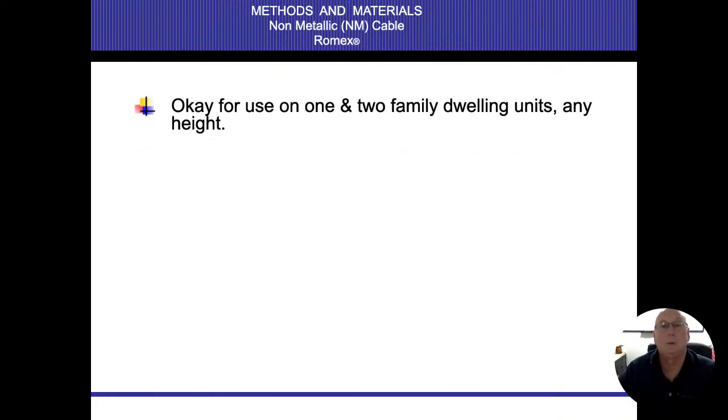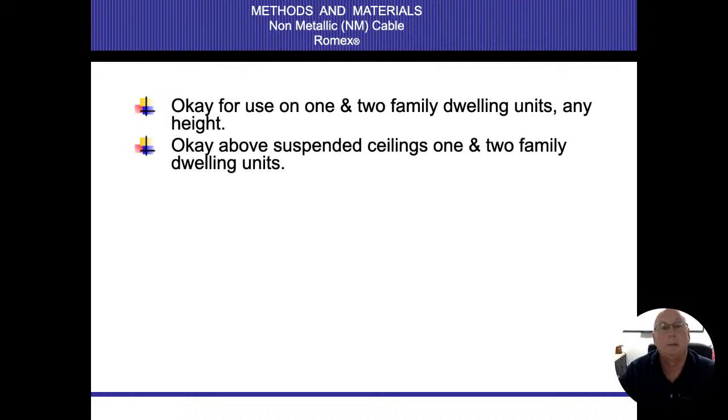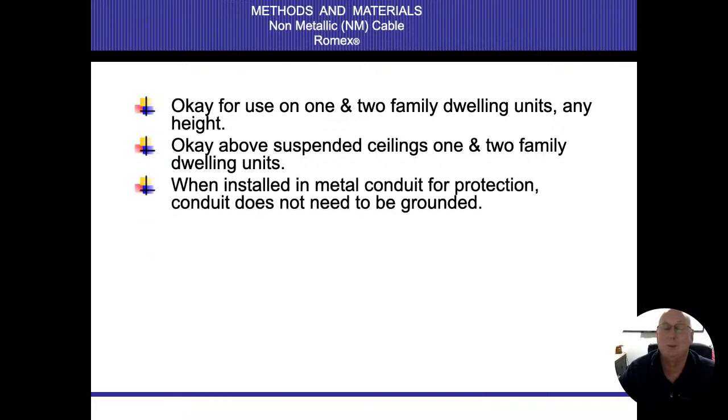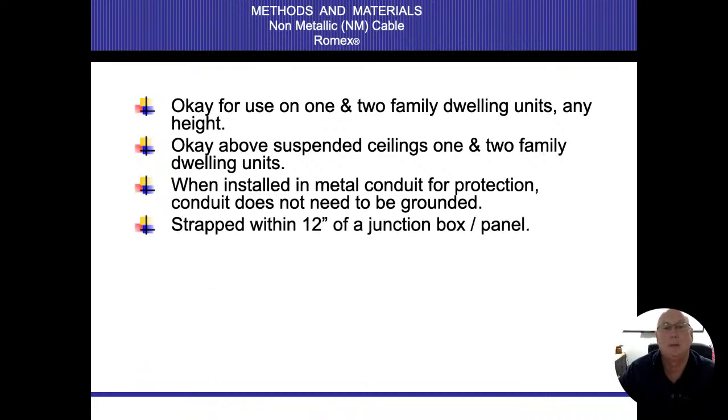Okay for use on 1 or 2 family dwellings in any height. Suspended ceilings. You know, it's not so much in the city of Chicago and the suburbs around here. We kind of do everything in conduit, and we don't really use non-metallic cable. You can run it underground too. They have UV protection and stuff outside like that, and those are all color coded as well.